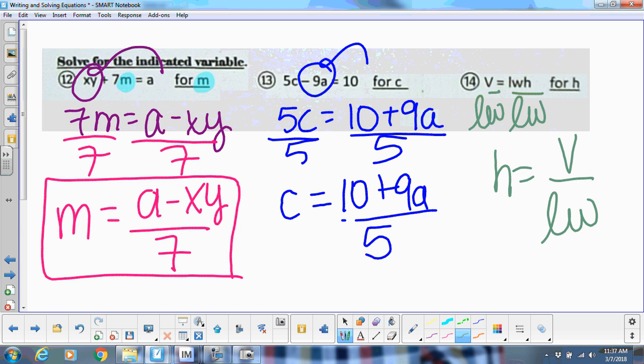All right, on number 15, your first step is going to be to multiply by 7. And on number 17, your first step is going to be to divide by 2. That's where I would start for 15 and 17.